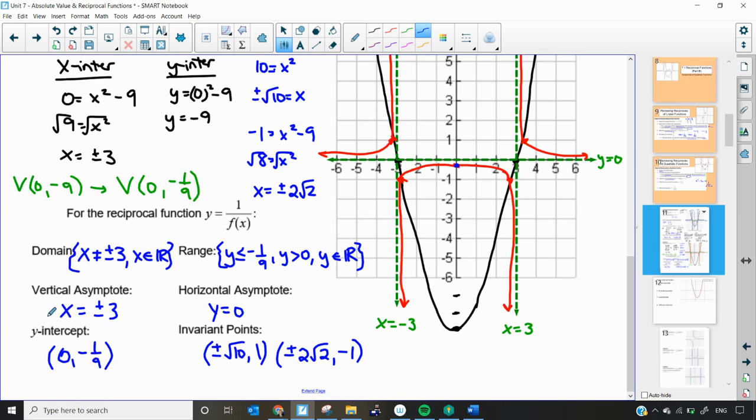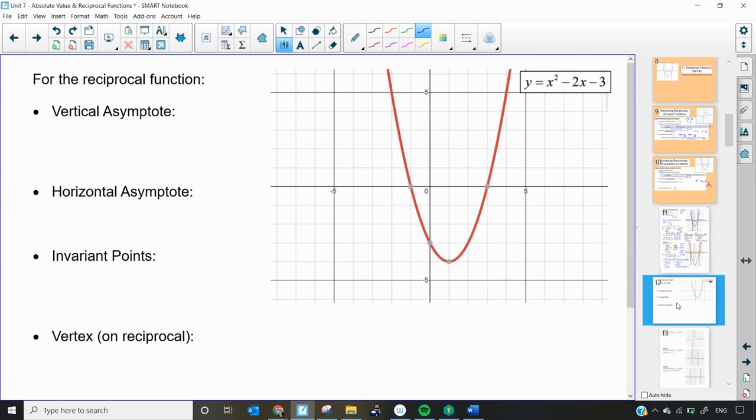Our vertical asymptotes happen at x equals plus or minus 3. Our horizontal asymptote happens at y equals 0. Our y-intercept happens at 0, negative 1 over 9. And then our invariant points are at plus or minus root 10, 1 and plus or minus 2 root 2, negative 1. Now we're going to take a look at one example that is not in your notes, and that's just because we haven't seen one where the vertex is not necessarily as obvious.